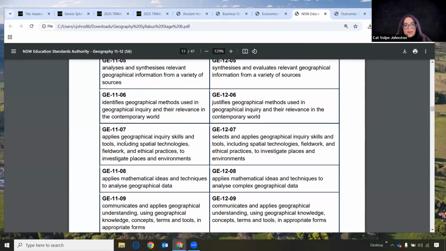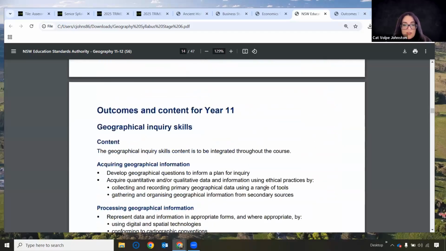Interesting to note that, like I've said before, sometimes it's just a difference of the cognitive verb. This one applies, this one selects and applies. 11-8 applies mathematical ideas and techniques to analyze geographical data, applies mathematical ideas and techniques to analyze complex geographical data. So it's not just geographical data, but it's complex.